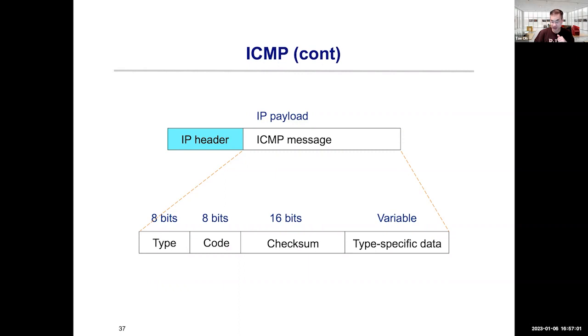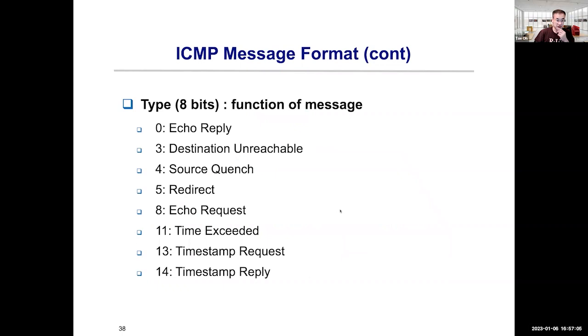Let's see what types of ICMP messages there can be. There are 8 different functional messages. Echo reply is like pinging. Destination unreachable means the route is dead or the destination is not reached.